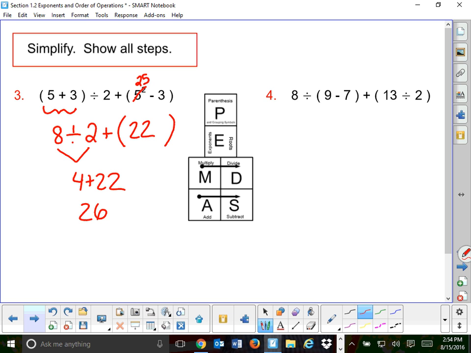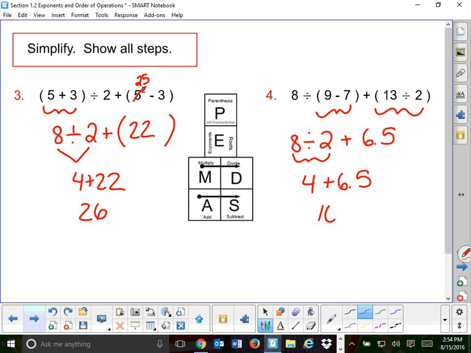And I asked you to also do 4. And first thing we want to do is simplify what's in parentheses here. And then here you would have 8 divided by 9 minus 7 is 2, plus 13 divided by 2 is 6.5. Now when we have this, division would go first. 8 divided by 2 is 4, plus 6.5, and then you would have 10.5.